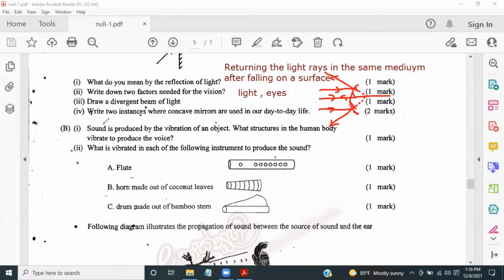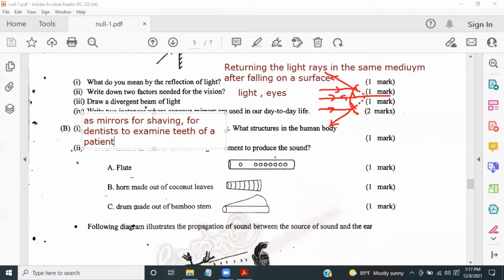Write 2 instances where concave mirrors are used. Write down 2 instances: as mirrors for shaving. And next one, for dentists to examine teeth of a patient.